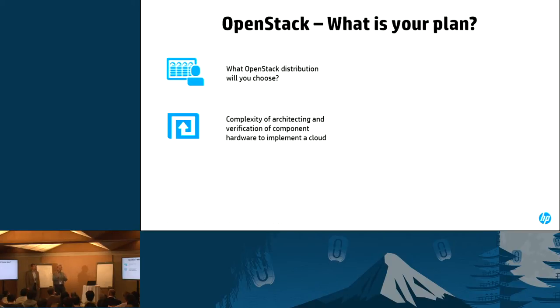But when you get right down to it and you start asking these questions of what OpenStack distribution did I choose? What's the control plane? What am I going to use for storage? All of these kinds of questions. Next thing you know, somewhere in there, it has to land on hardware. So we start thinking about that.